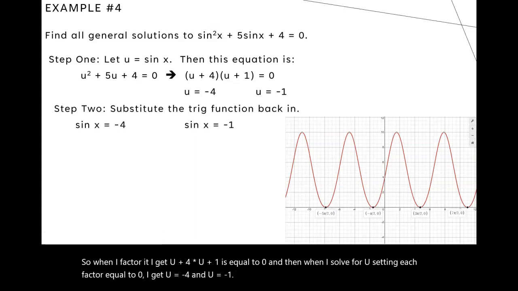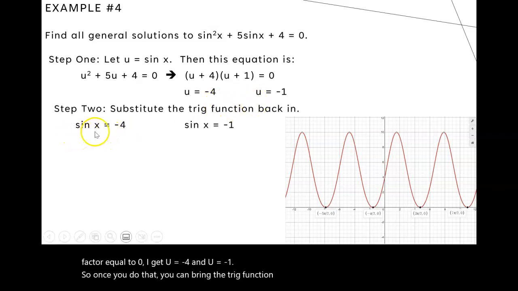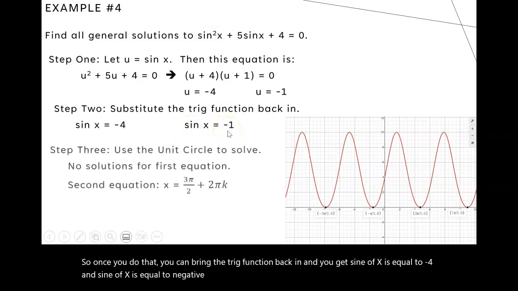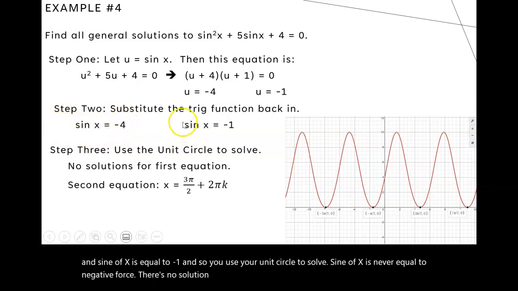But once you do that, you can bring the trig function back in, and you get sine of x is equal to negative 4 and sine of x is equal to negative 1. And so you use your unit circle to solve. Sine of x is never equal to negative 4, so there's no solution there. Sine of x is equal to negative 1 at 3 pi over 2 only, plus 2 pi k.